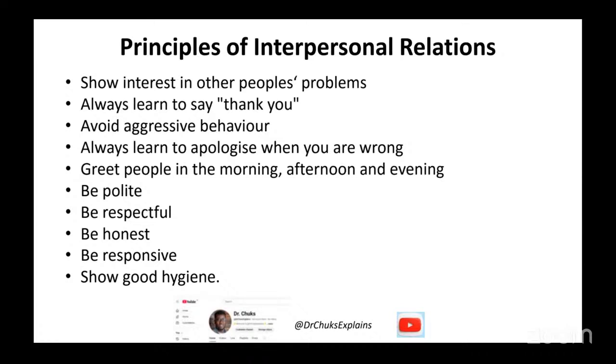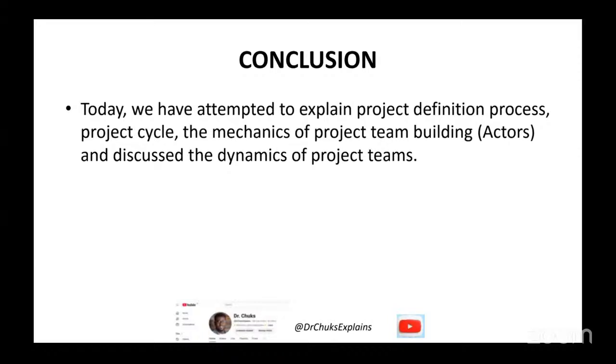If managers, employees, and team members can imbibe these principles of interpersonal relations, of course, the team objective will be achieved, coupled with achieving other things that may be variables to achieving those goals. So in conclusion, today we have attempted to explain the project definition process, the project cycle, the mechanisms of project team building, and we tried to discuss the dynamics of the project team. So that's about it for today.